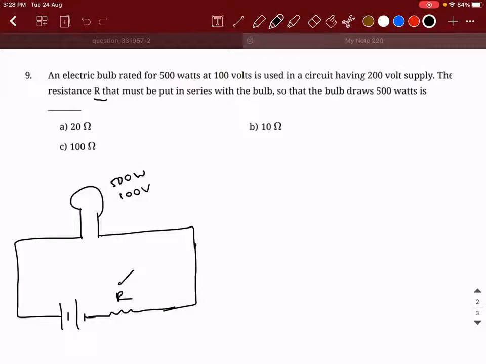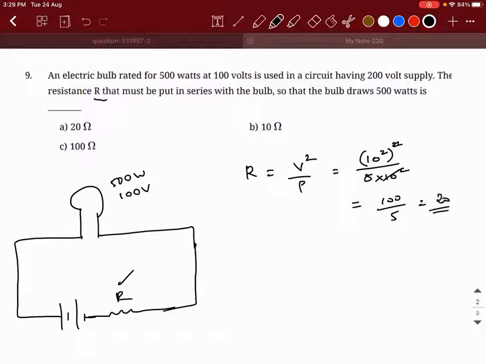So we can first find the resistance of the bulb. Okay, how do you find the resistance? Resistance is equal to V square by P. So V is 100, that is 10 power 2, the whole square, divided by 5 into 10 power 2. So how much will you get? 10 power 2 is gone. 100 by 5. So it should be 20. So the resistance of the bulb is 20 ohm, correct? Yes, sir.